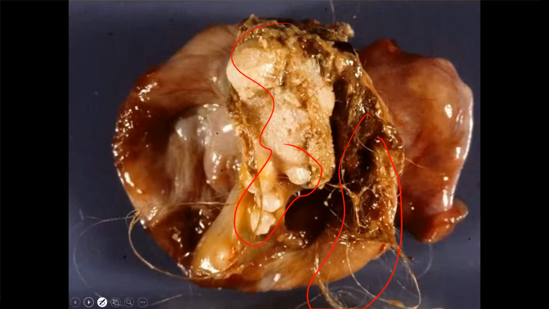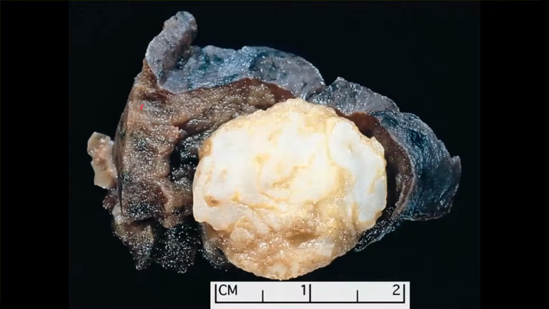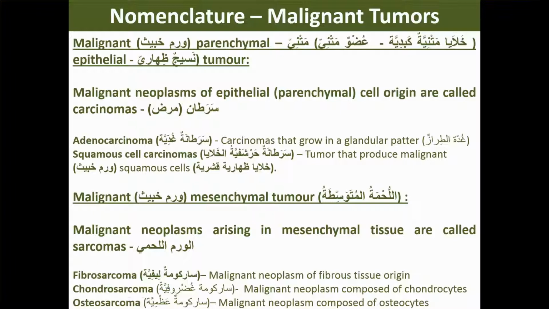So it is called teratoma. Now you are seeing a lung and it is having a cartilage here. So it is called pulmonary chondroid hamartoma. Okay. Now coming to the nomenclature of malignant tumor.